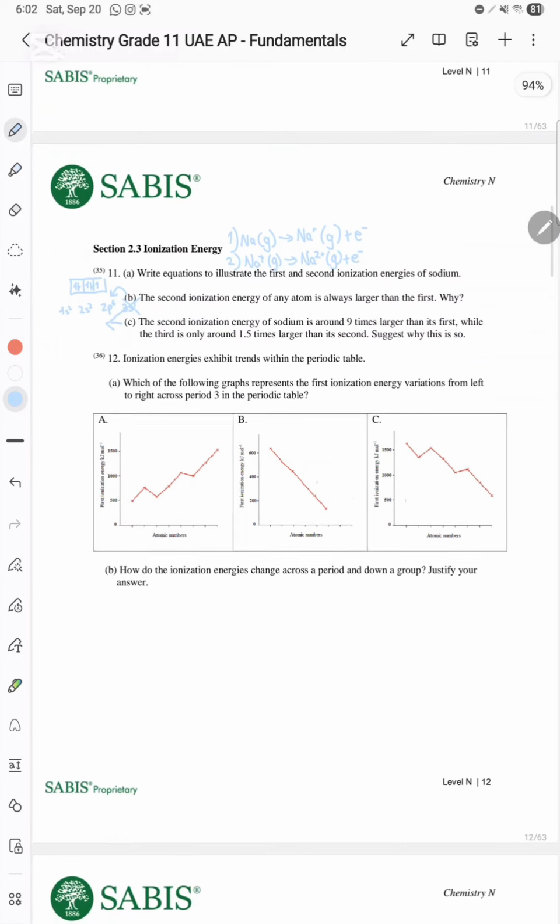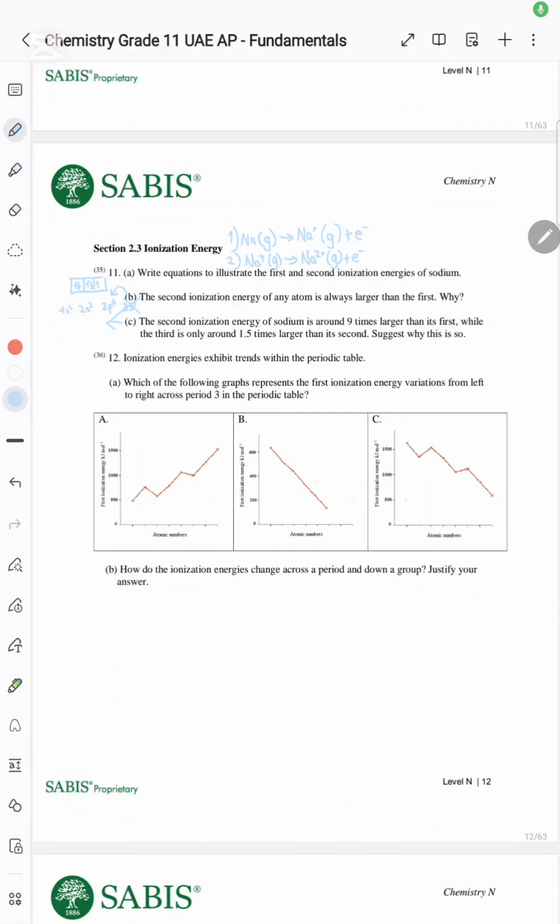Now, which of the following graphs represents the first ionization energy variation from left to right across a periodic table? So this is a second take, or I'm continuing the video because my tablet shut off and it saved the first recording. So now I'm just adding this part on, stitching them together. Anyways, so we were at question 12, part A.